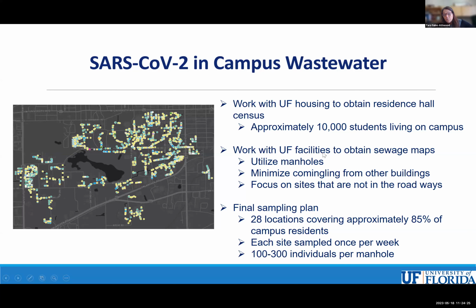So we worked with them extensively to be able to utilize manholes that would give us information about very specific residence halls. And what we ended up with was 28 different locations that we would sample weekly that really allowed us to cover about 85% of campus residents. And we would sample these once a week.